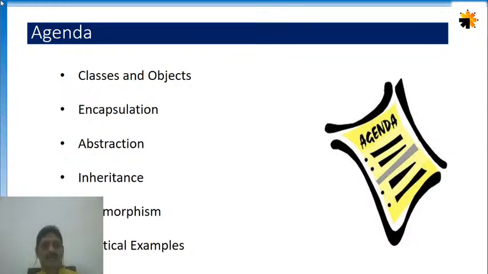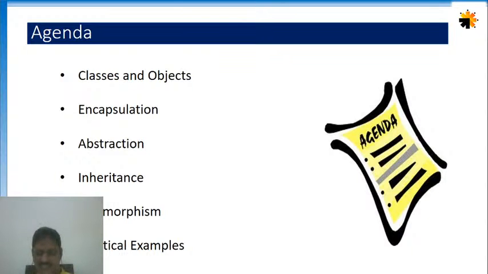The agenda is classes, objects, encapsulation, abstraction, inheritance, polymorphism, and practical examples. So the practical examples means, what are the objects we use? These kind of objects we are going to utilize. Everyday object, I take the mobile phone as an object as a practical example, and how the mobile phone functionalities will be in Java language.